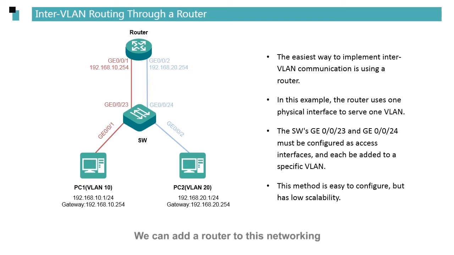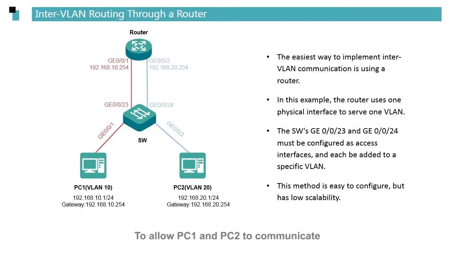We can add a router to this networking. The router uses two physical interfaces, GE0/0/1 and GE0/0/2, to connect to two different network segments. Specifically, the router's GE0/0/1 connects to the switch's GE0/0/23, and the router's GE0/0/2 connects to the switch's GE0/0/24. Then a complete topology is formed.